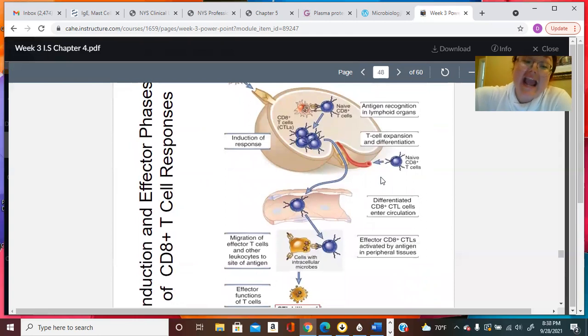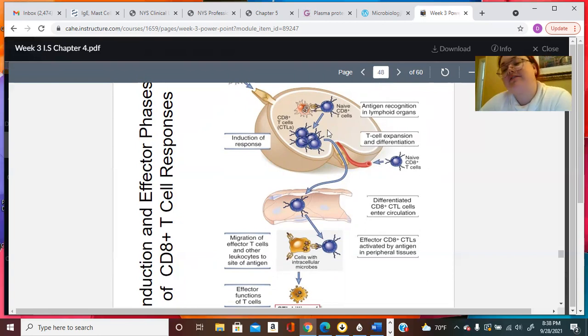Okay, so CD8 T cell responses. Of course, now we're not talking about helper T cells. We're talking about cytotoxic T cells. And this is more of what we had said before. Here we are, this is a lymph node. We see a naive T cell. Remember, this is a naive T cell that had matured in the thymus gland, which means it's gone through both positive and negative selection. It's also been selected to become either a CD4 or CD8. In this case, it's a CD8.